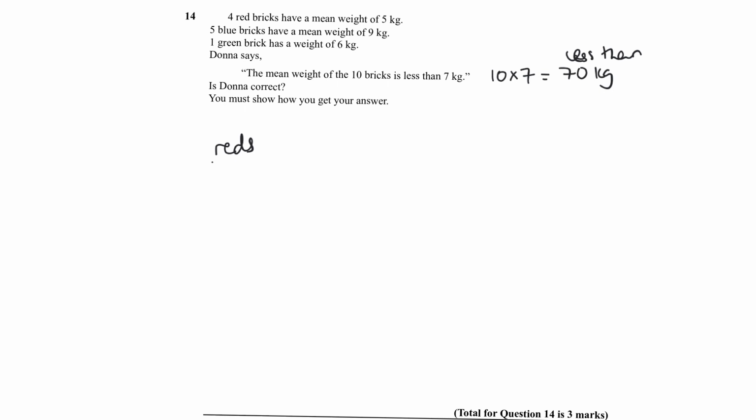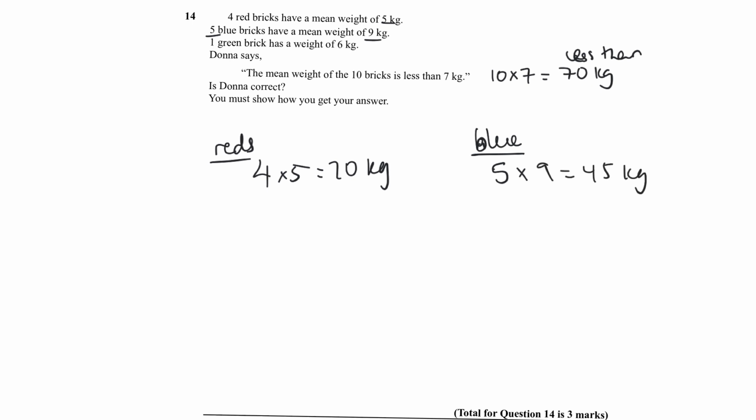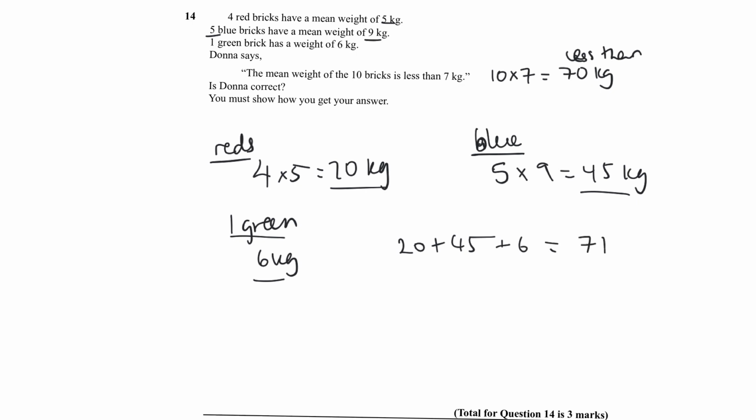So let's look at the reds, for instance. We've got 4 red bricks. The mean weight is 5, so 4 times 5 is 20. So we know the total weight of the reds is 20 kg. Okay. So let's have a look at the blues. The total weight of the blues would be 5 times 9, which is 45 kg. And then that 1 green is just 6 kg. So if we do the 20 kg plus the 45 kg plus the 6 kg, we end up with, unfortunately, Donna, 71 kg.